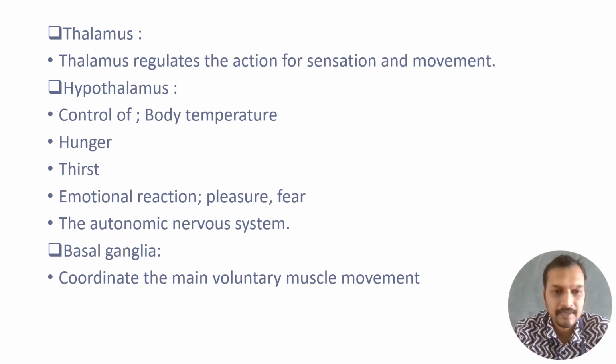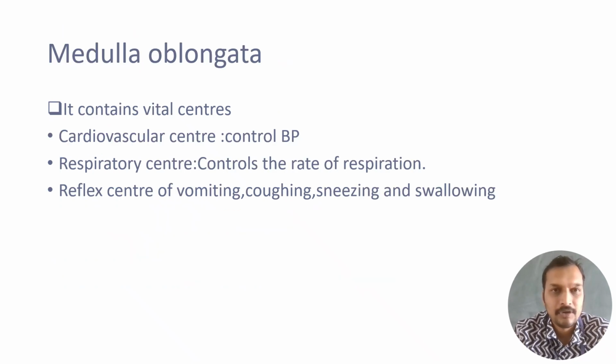Next is the basal ganglia. The basal ganglia is responsible for the coordination of voluntary muscle movements. Then the medulla oblongata. It contains vital centers, and thus it is responsible for the various vital signs in our body. That is the cardiovascular center, which controls the blood pressure, the respiratory center, which controls respiration, and the reflex center, which controls vomiting, coughing, sneezing, and swallowing.